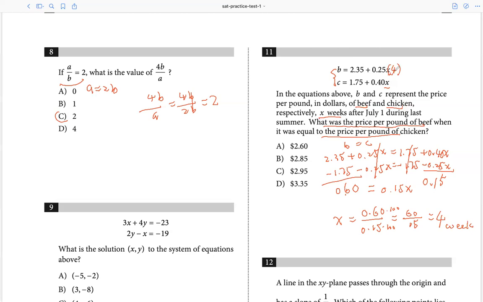4 times 0.25, what is that? That's 1, because 0.25 is a quarter. A quarter times 4 is 1. So 2.35 plus 1 is just 3.35. Right? So which answer is 3.35? D.